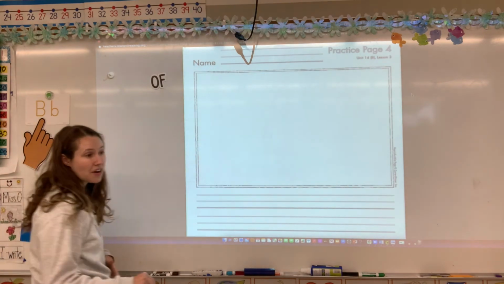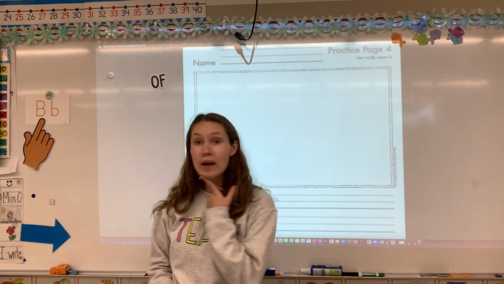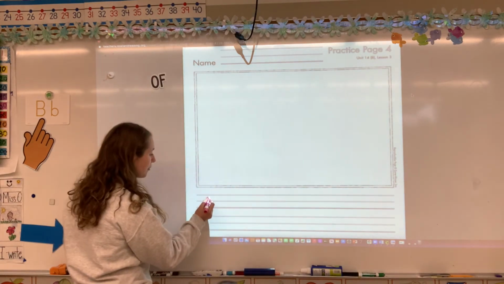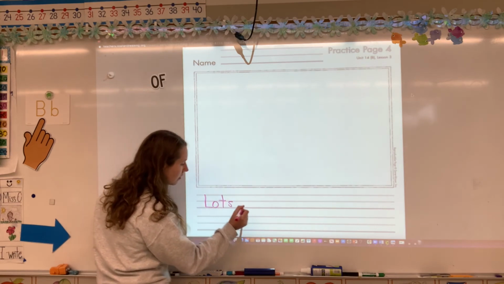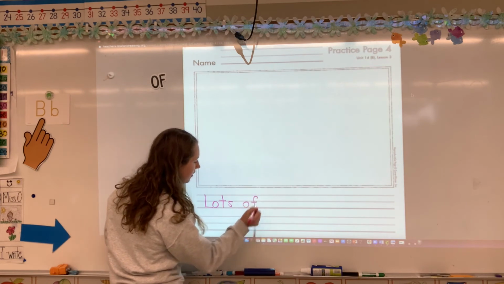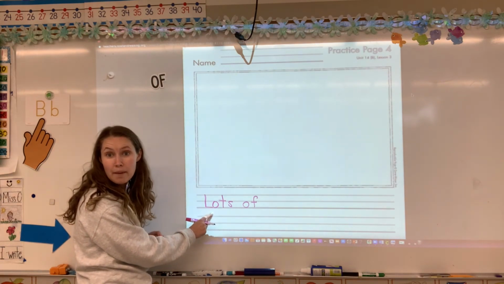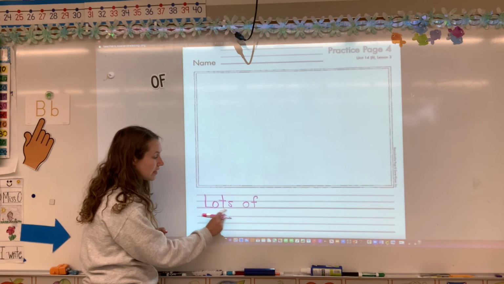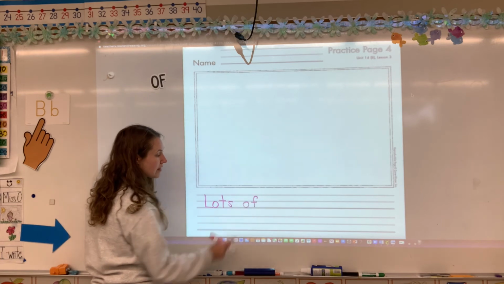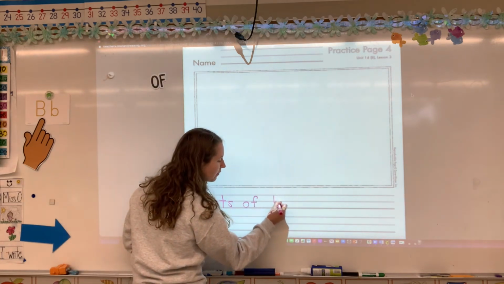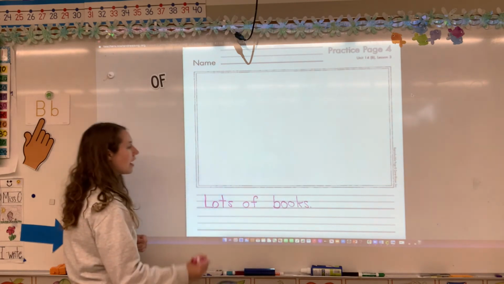So I'm looking around our classroom and we have, what do we have lots of? We have lots of books. So I'm going to write lots of. Now you can look at how to spell this by looking in your Super Kids Club book. Lots, L-O-T-S. You can also sound that out, lots. And then here's our memory word of that we need to remember how to spell, lots of. And I'm going to write books. Books, B-O-O-K-S, lots of books.